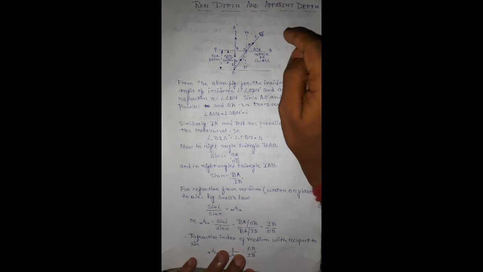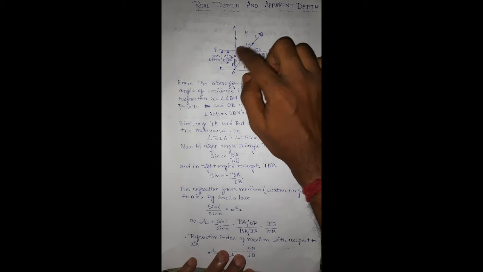And in the right angle triangle IAB, similarly, angle A is 90 degrees. Therefore, again, sine r will be AB by AI, correct?